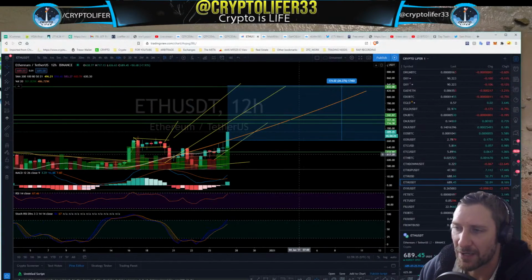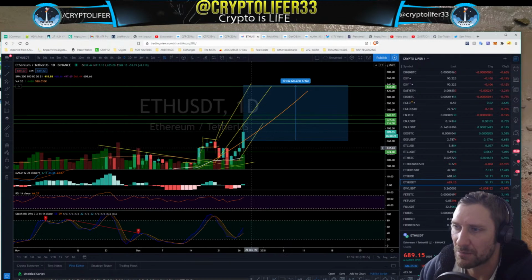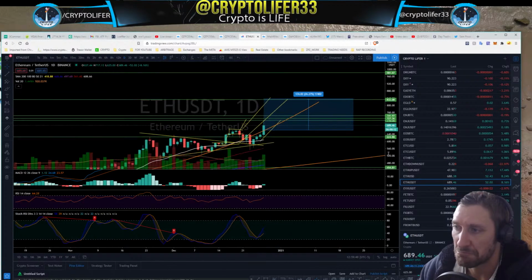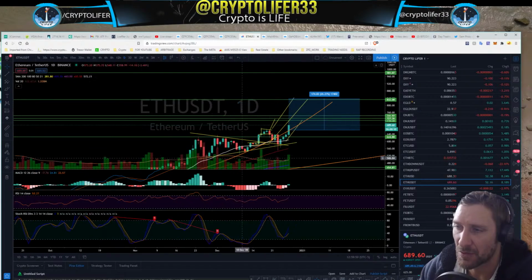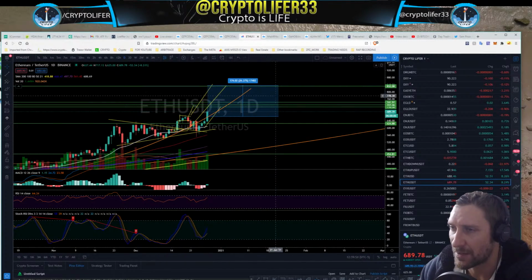So let's take a look at Ethereum right now. Now on the daily, it just had a cross with one bar. To me, that tells me there's some more juice coming. We had a little bit of a pullback, that's fine. That's what the daily says, so to speak. You can see my target up here is about 809.